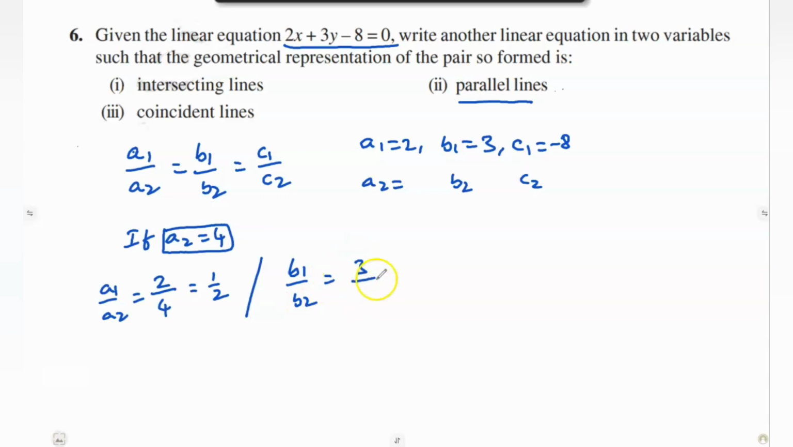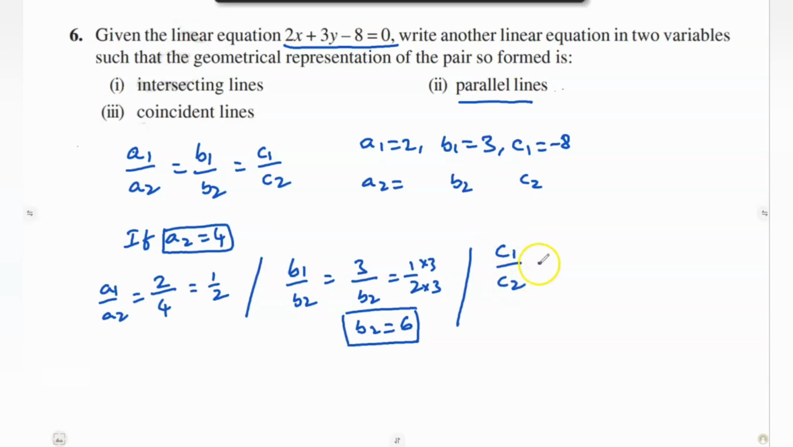So already we know b1 is 3. 3 by b2 should be equal to half. So when can that happen? If you multiply numerator and denominator with 3, numerator becomes 3 and denominator becomes 6. So our b2 should be 6. So if our a2 is 4, our b2 should become 6, as we saw in the previous example also. Now c1 by c2 also should become half. Already we know c1 is minus 8, so minus 8 by c2 should be equal to half. So for what value of c2 does it become half? Let us multiply the numerator by 1 to get minus 8, and if I multiply the denominator with minus 8 I should get minus 16. So my c2 should be minus 16.